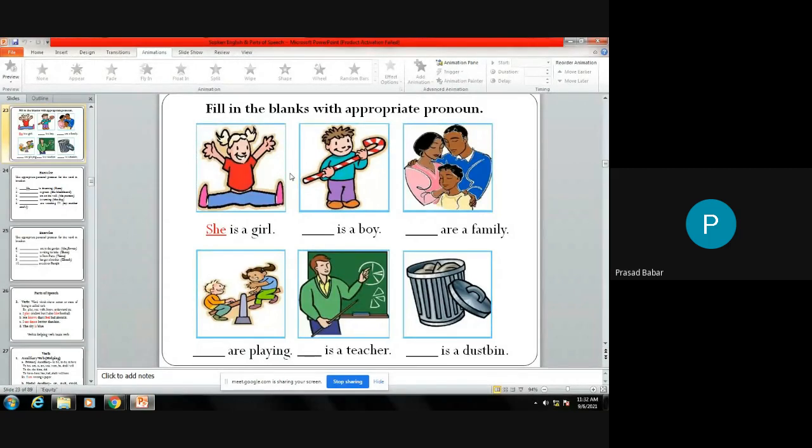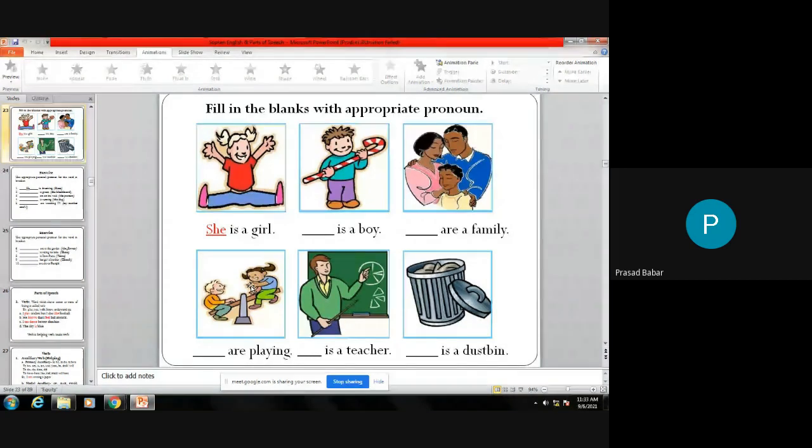Then there is a next picture. In this picture there are two children, one is a boy and another is a girl, and they are playing seesaw. So which pronoun will we use here? They. They are playing. Yes, very correct.